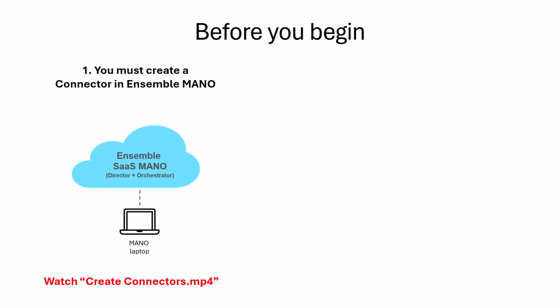There are two things you need to do before starting your launch. First, you want to create a connector in Ensemble Mano. Assuming you are running an eval that we set up, you will already have the login credentials to access Ensemble's cloud-hosted Mano. And if you haven't already done this, watch our video, Create Connectors, to see how.